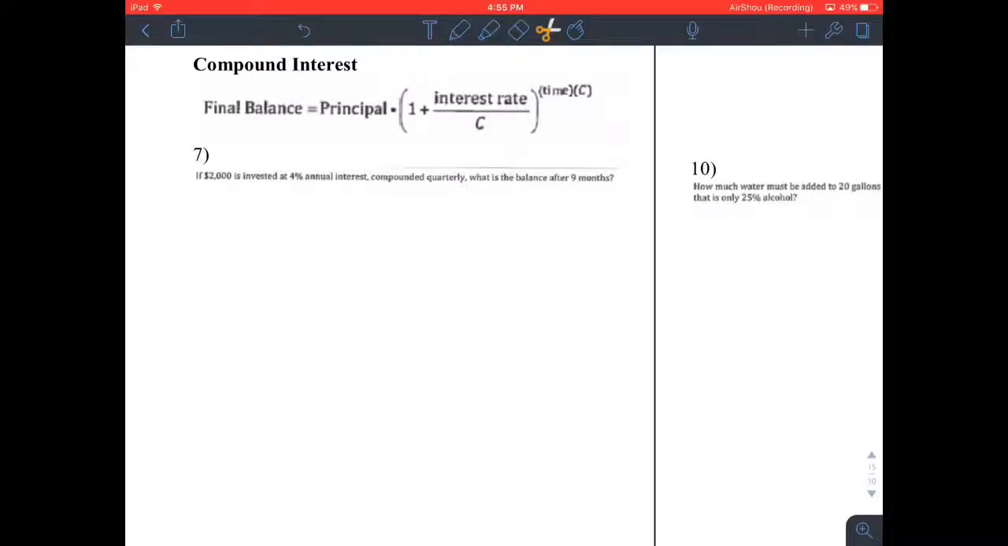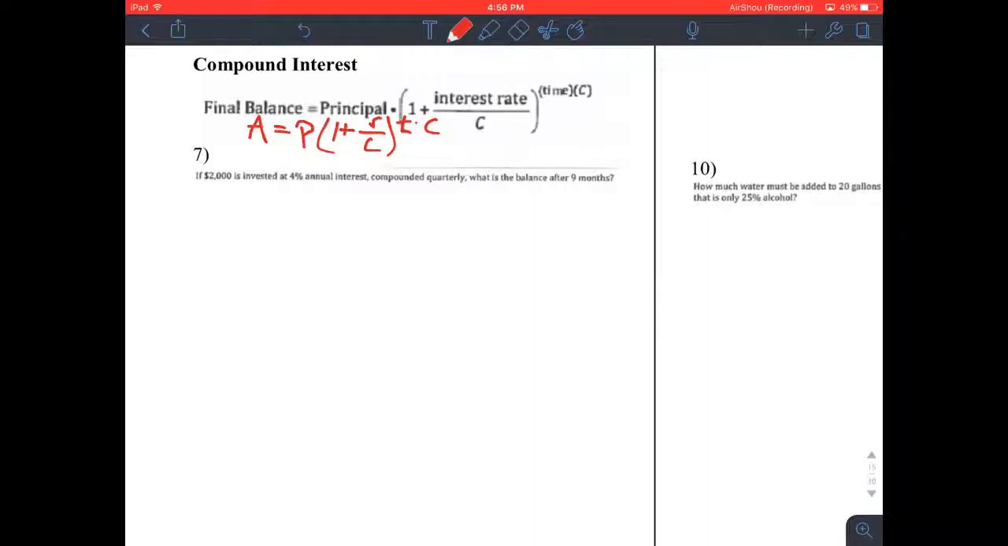Compound interest. To find the compound interest, the final balance of your account, which we're going to call A, is going to equal the principal, that's the amount of money that you invested, and we're going to call that P, times the sum of 1 and the interest rate as a decimal, we're going to call that R, divided by C, where C is the number of times it is compounded per year, to the T, which is the time in years, times C, which once again is the number of times it's compounded per year.